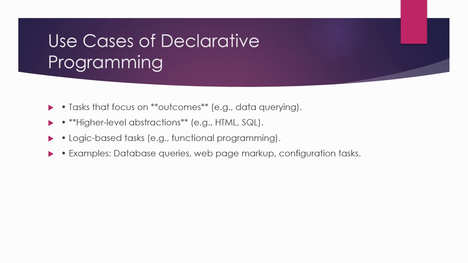Declarative programming, on the other hand, is best suited for tasks that focus on outcomes rather than the process of achieving them. For example, database queries, web page markup, and logic-based tasks benefit from declarative programming. It abstracts away much of the complexity, making the code easier to maintain and understand.